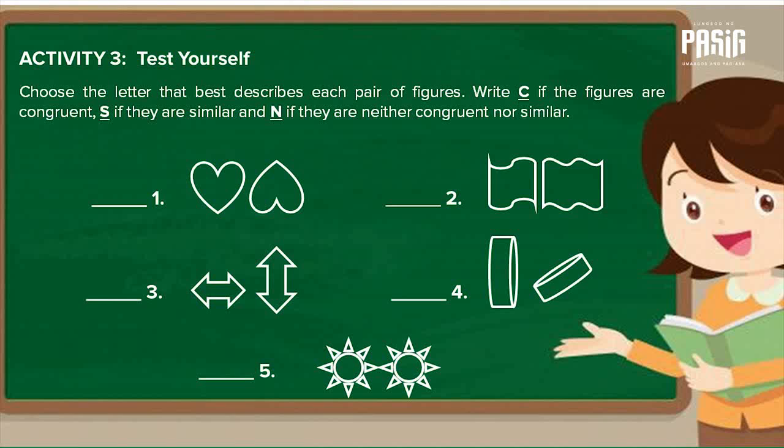Activity 3, test yourself. Choose the letter that best describes each pair of figures. Write C if the figures are congruent, S if they are similar, and N if they are neither congruent nor similar. Number 1 figure, the correct answer is C, congruent. Number 2 figure, the correct answer is N, neither congruent nor similar.